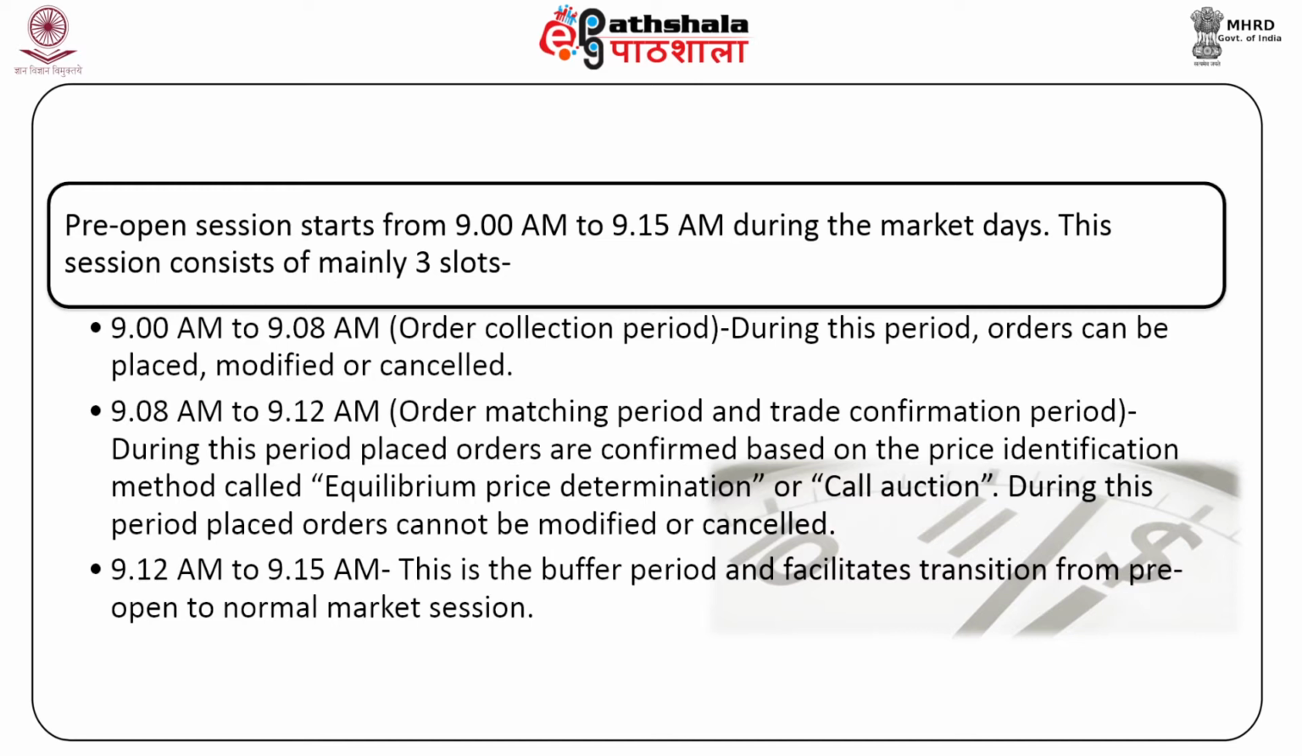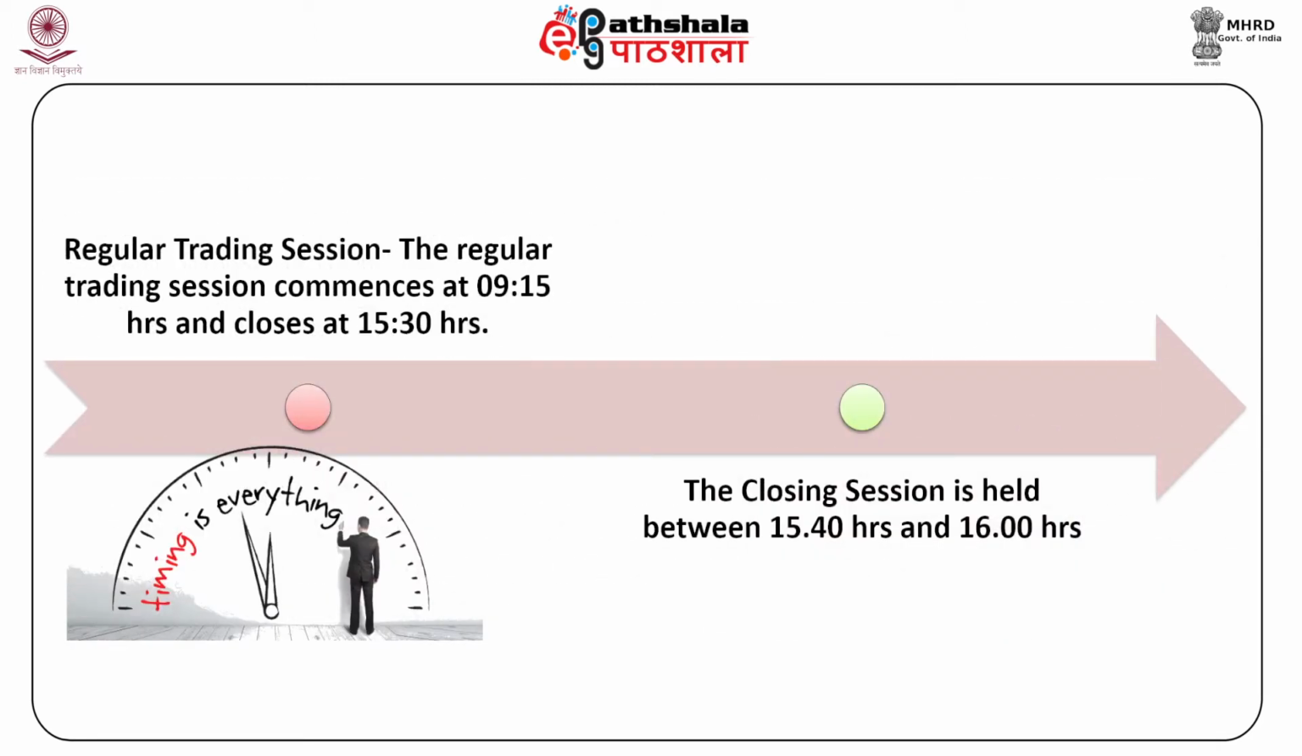9:08 a.m. to 9:12 a.m. is the order matching period and trade confirmation period. During this period, placed orders are confirmed based on the price identification method called equilibrium price determination or call auction. During this period, placed orders cannot be modified or cancelled. The third is 9:12 a.m. to 9:15 a.m. This is a buffer period and facilitates transition from pre-open to the normal market session. Regular trading session. The regular trading session commences at 9:15 hours and closes at 15:30 hours. Then the closing session is held between 15:40 hours and 16 hours.